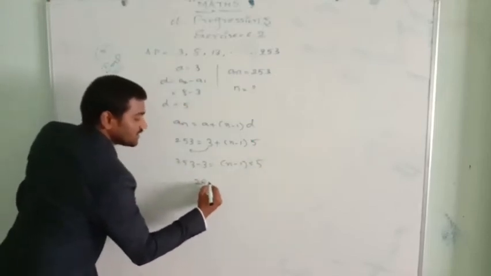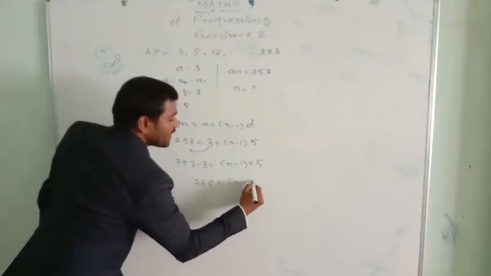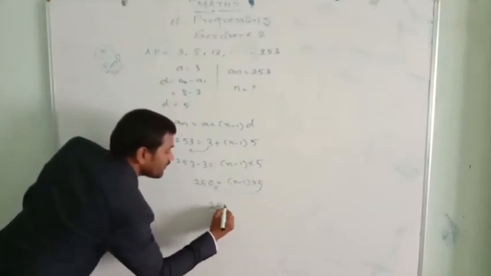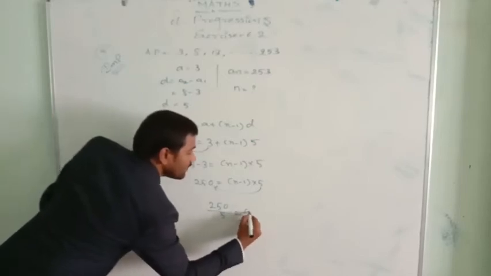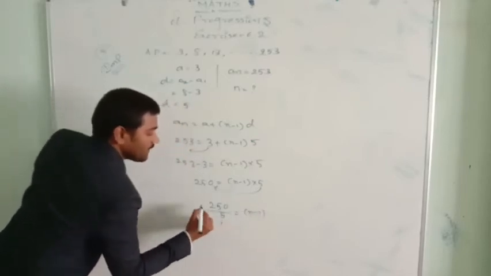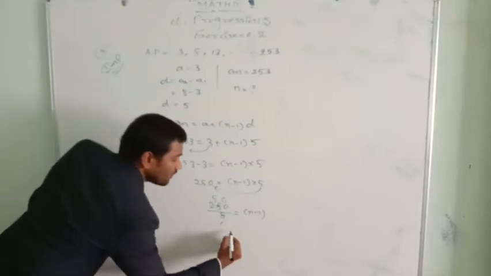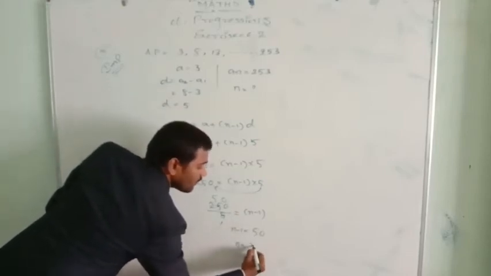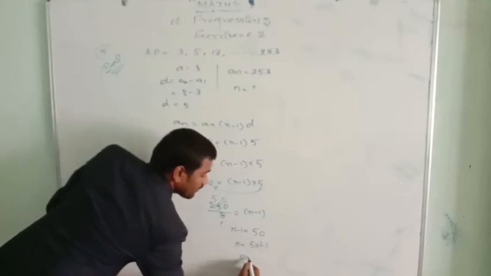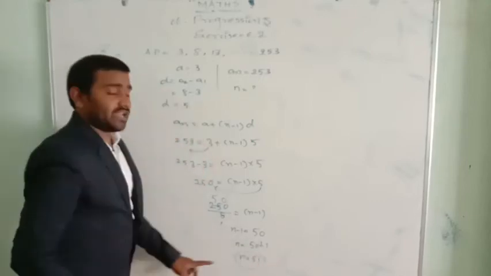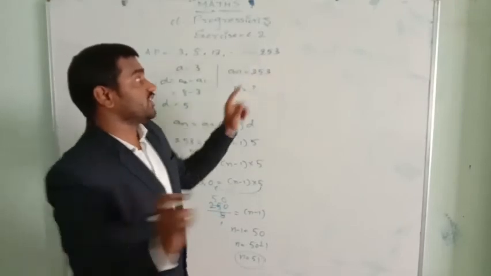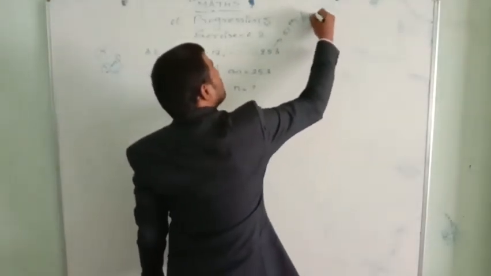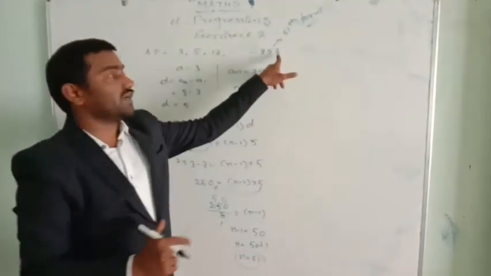Here 253 minus 3 is 250, that equals (n minus 1) into 5. This 5 you transfer to this side. 250 by 5 equals n minus 1. 5 twos are 10, 5 fives are 25, and 0. So n minus 1 equals 50, where n equals 50 plus 1, n equals 51. There are 51 terms. This is the 51st term. There are 51 terms.